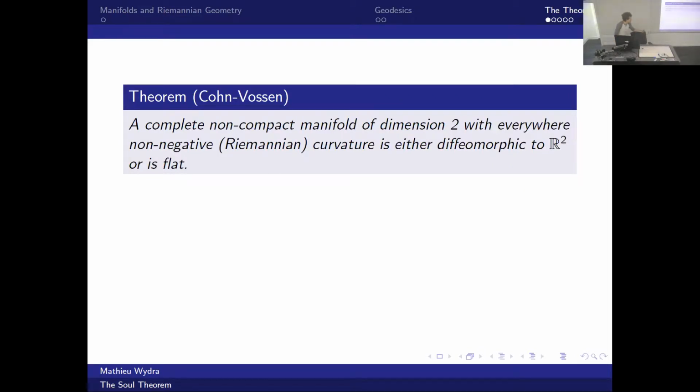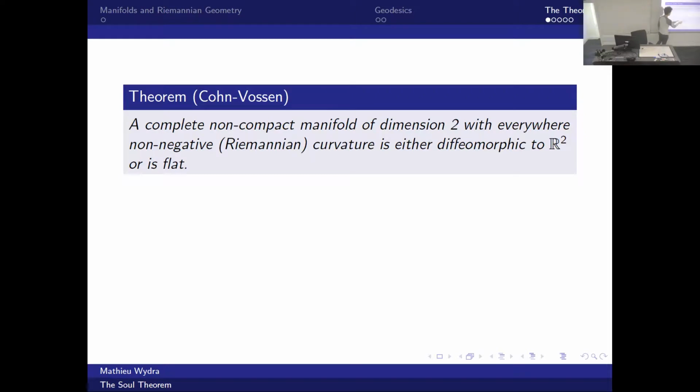This isn't the theorem, by the way. This is a simple theorem: a complete non-compact manifold of dimension 2 with everywhere non-negative Riemannian curvature is either diffeomorphic to R2 or it's flat. That's actually a lot of terminology. This is a theorem which we won't talk about later on, but which contains all the terminology we need to know.